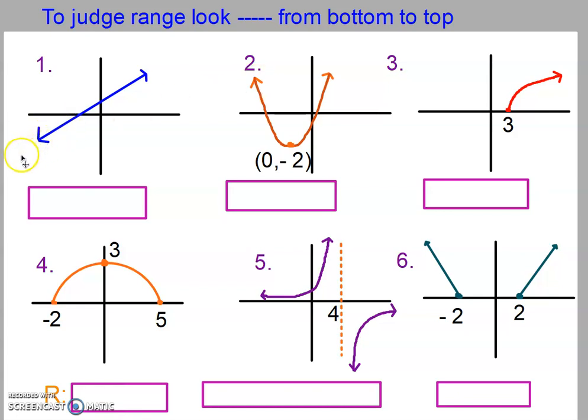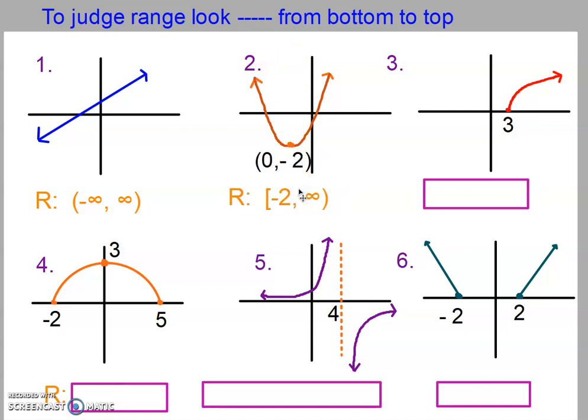As this graph goes down, it's going down forever and ever and ever. As it goes up forever and ever. So this range was, again, negative infinity to infinity. Let's look at number 2. Number 2 doesn't go down forever. It's starting at this y value of negative 2 and going up forever.